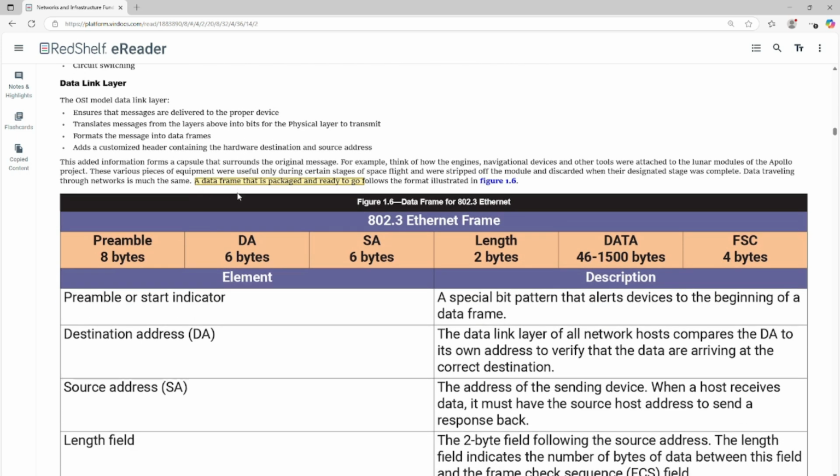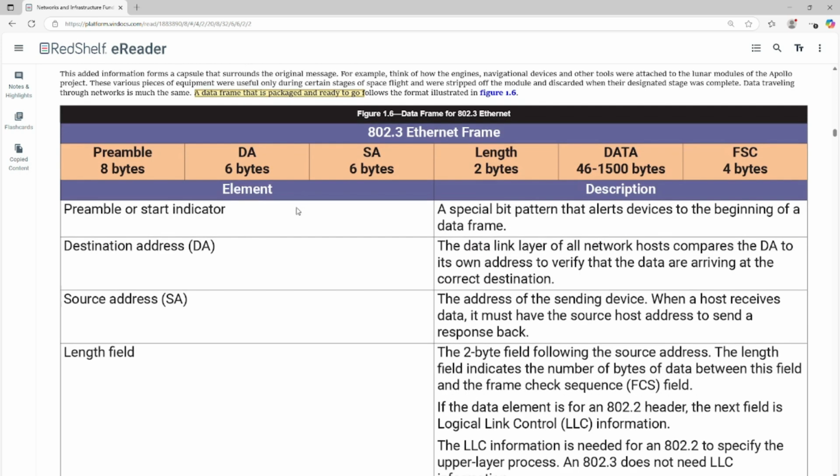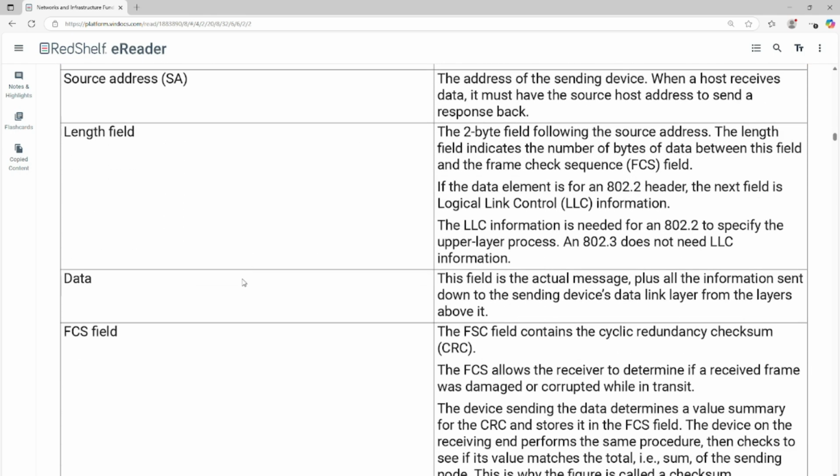So the table on Figure 1.6 just kind of shows you how a data frame is packaged at this layer. Keep in mind how many bytes we've got at the preamble. The preamble has got 8 bytes. The destination address has got 6 bytes. Source address has got 6 bytes. Length field has got 2 bytes. Data field has got 46 to 1500 bytes. Frame check sequence field has got 4 bytes. So keep in mind the number of bytes that are contained in this header or in this Ethernet frame. You can read this as well for a better understanding of this course.